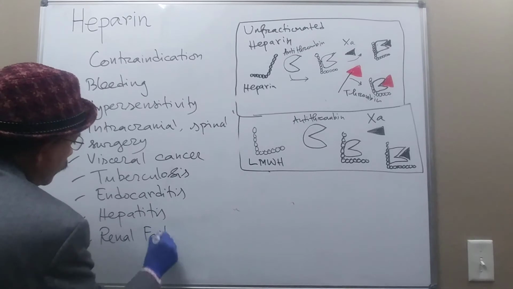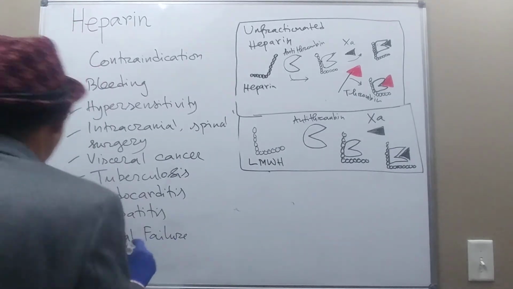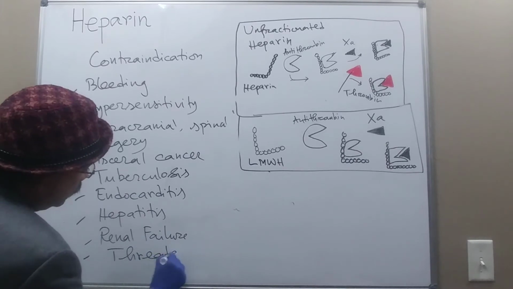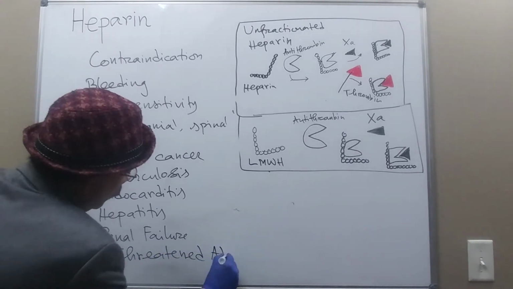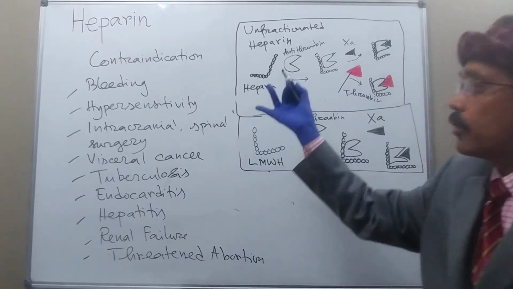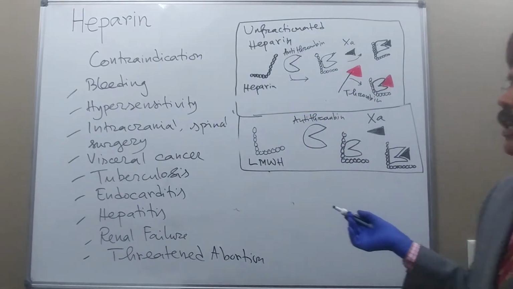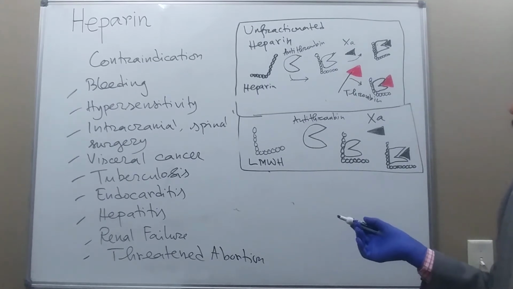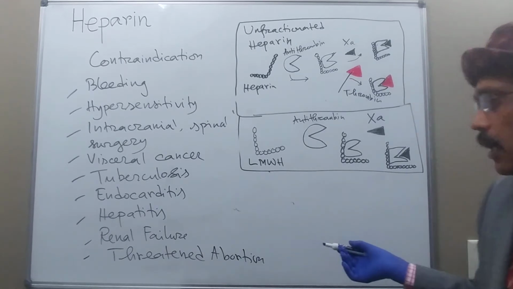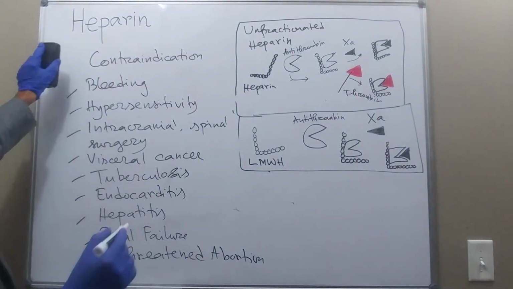we have to take precaution. We have many, even in case of abortion, that is threatened abortion. So we got the contraindications like active bleeding, hypersensitivity reaction, intracranial or spinal surgery, visceral cancer, tuberculosis, endocarditis, hepatitis, renal failure, and threatened abortion. These are the possible contraindications.